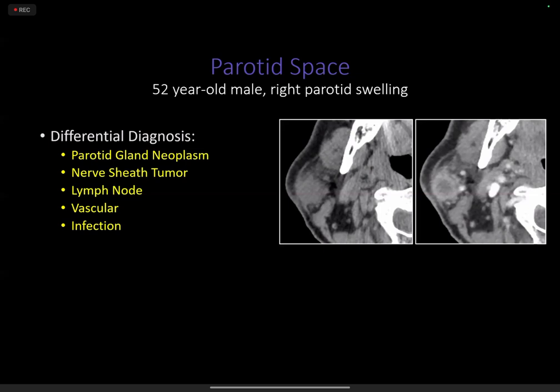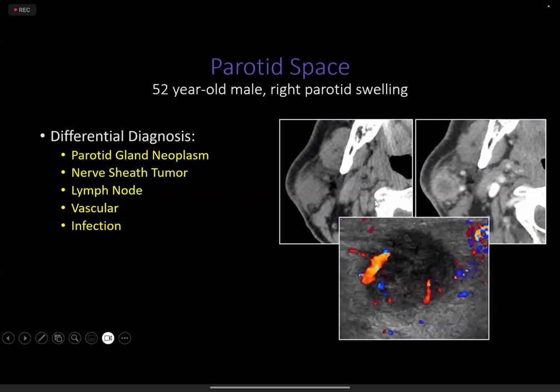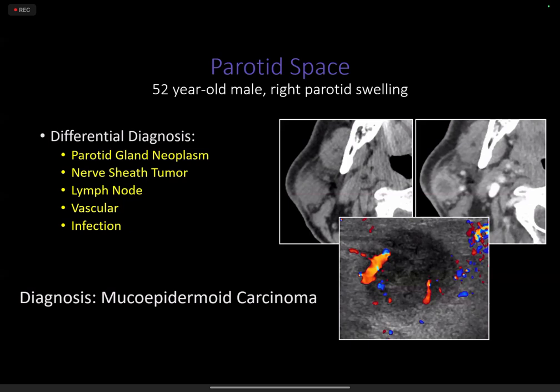Think about the anatomy that lies within the parotid space. So differentials can include a parotid space neoplasm, nerve sheath tumor, which we already looked at a case, an abnormal lymph node, a vascular lesion, or perhaps infection. This lesion was ultrasounded, and you can see a relatively hypoechoic lesion that does have internal flow. So now we're thinking, you know, maybe an abnormal lymph node or parotid gland neoplasm, and this turned out to be a mucoepidermoid carcinoma.